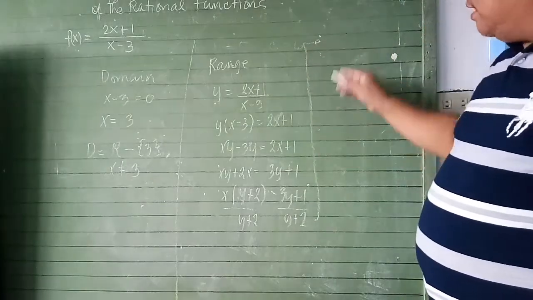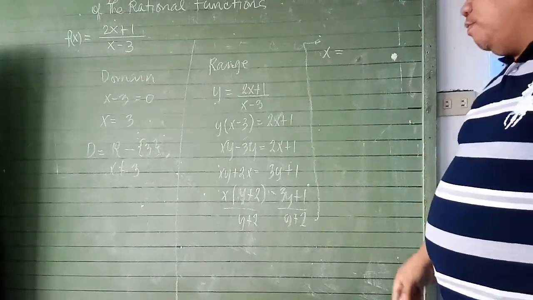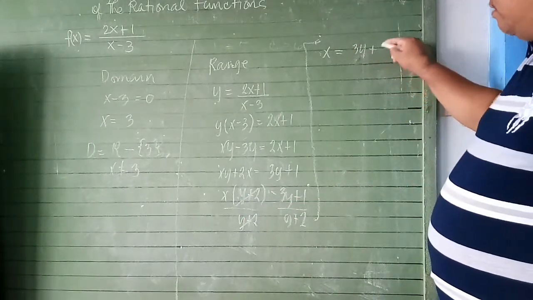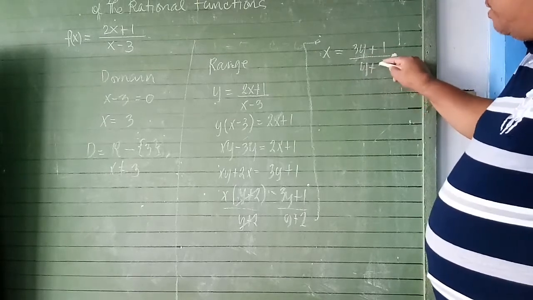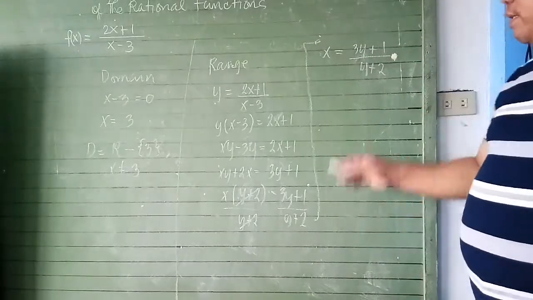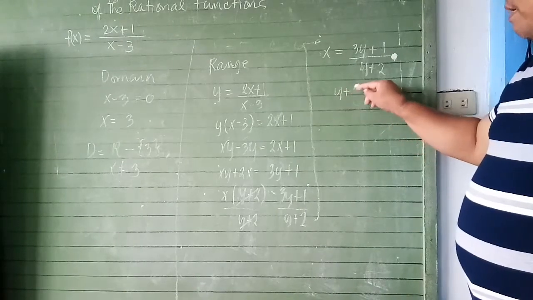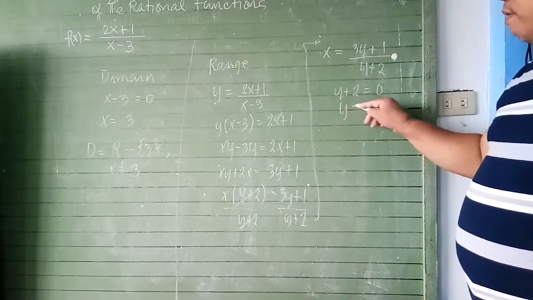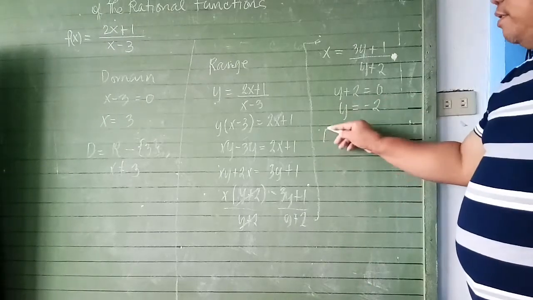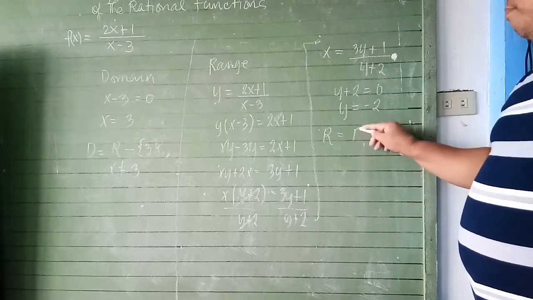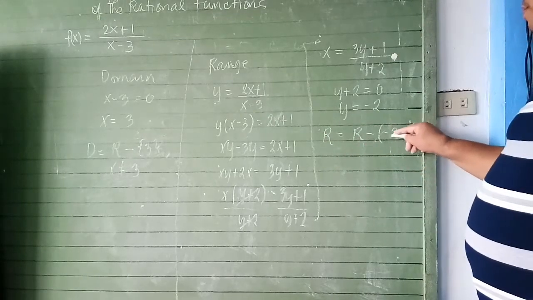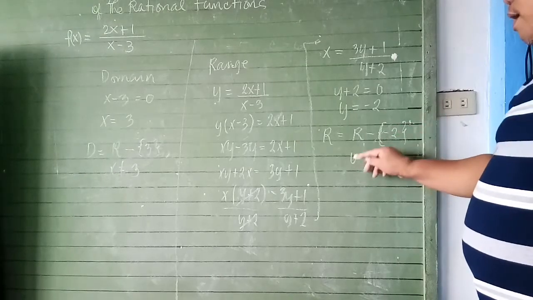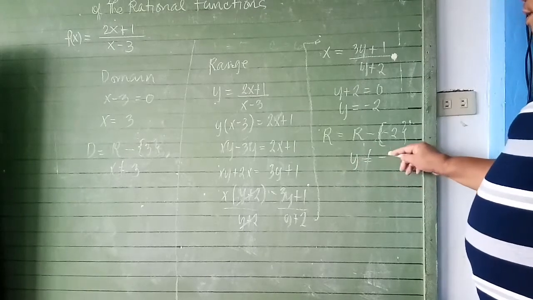So what will happen is x is equal to, cancel that, so 3y plus 1 over y plus 2. And then equate the denominator. Your denominator is y plus 2 is equal to 0, or equate your denominator to 0. Then solve for y. So y is equal to negative 2. So therefore your range is all real numbers, then this is negative 2. Or we can say y should not be equal to negative 2.